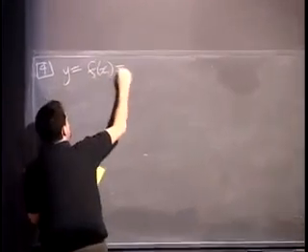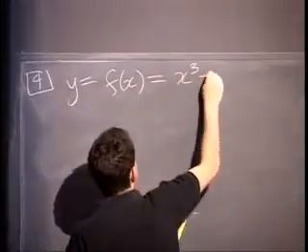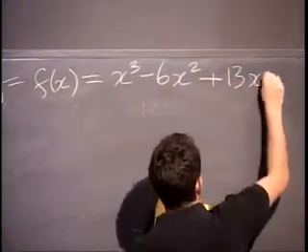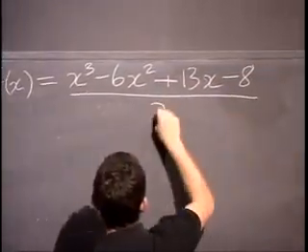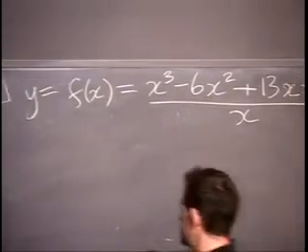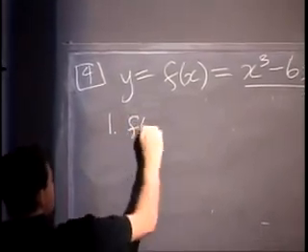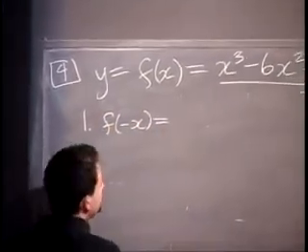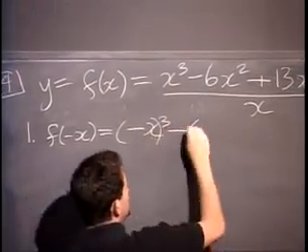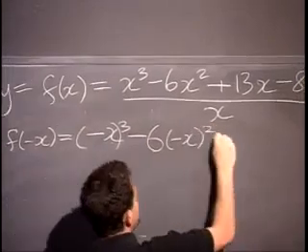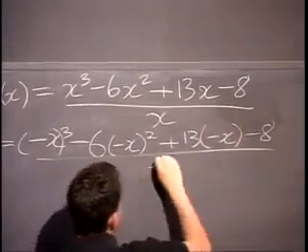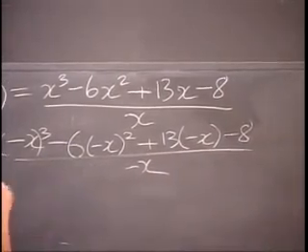The aim is to sketch y equals f of x, which is x cubed minus 6x squared plus 13x minus 8, all over x. All right, let's go through it. 1, put f of minus x rather. You get minus x cubed minus 6 times minus x all squared plus 13 times minus x minus 8, all over minus x. I don't have high hopes for this.